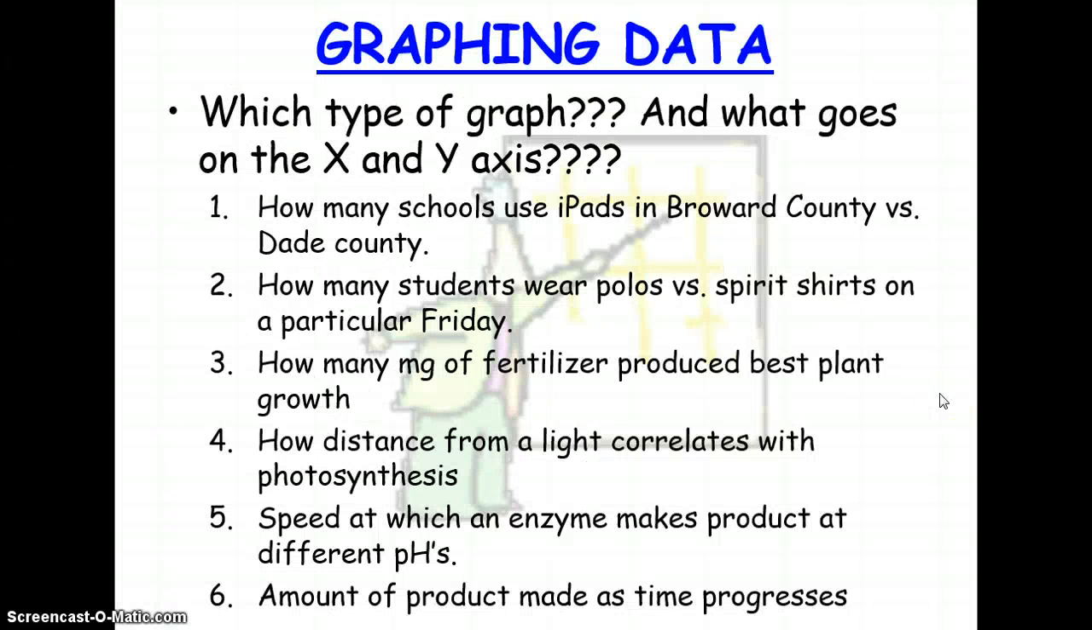All right, number 5, the speed at which an enzyme makes product at different pHs. Well, pH is a number, 1 through 14, and the speed at which an enzyme is making the product could be in milligrams per second or centigrams per minute, but it would definitely also be a number, so another line graph. And finally, amount of product made as time progresses. In this case, you would have time as one axis and how much product, again, it could be grams, liters, whatever, on the other, so this would also be an example of a line graph.